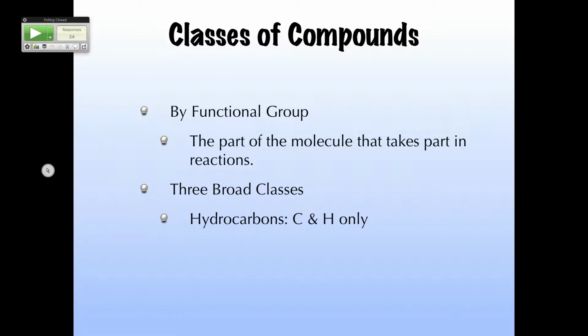We have three broad classes. One is hydrocarbons, compounds with oxygen, and compounds with nitrogen. We will talk about the halogens too. Hydrocarbons are compounds that only contain hydrogen and carbon. Get it? Isn't it nice when it makes sense? If only it all did that.